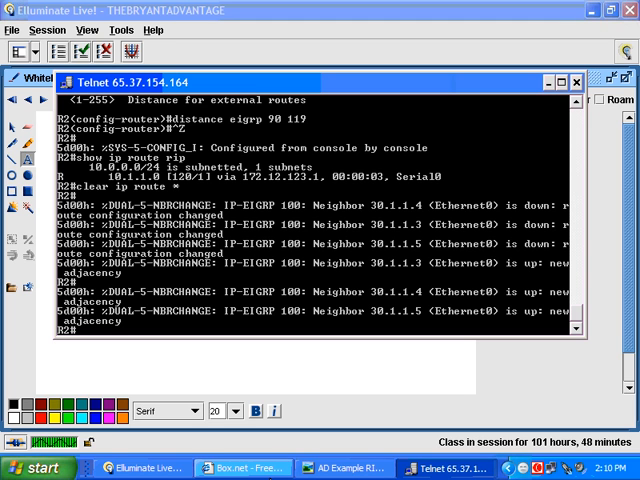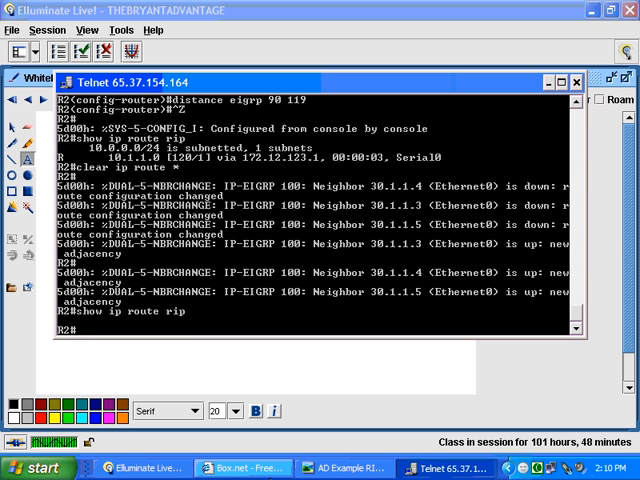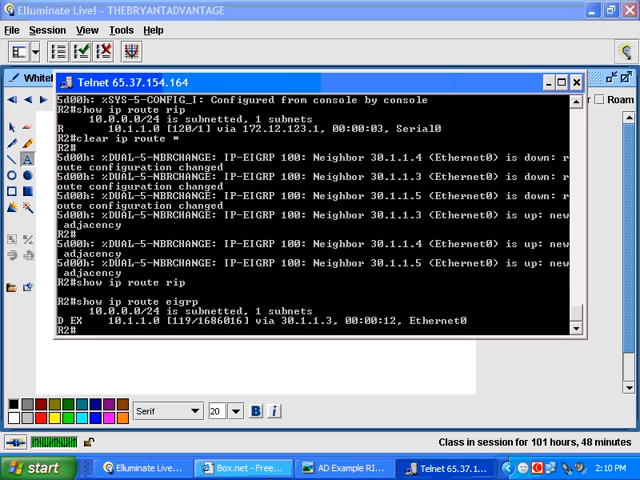And you'll notice that tore our adjacencies down on Ethernet, but it came right back up. We don't see the RIP route anymore. But we do see the external route now from EIGRP. And you see why those adjacencies went down? Look back up there. They didn't go down because we cleared the routing table, because we clear the routing table all day long and adjacencies don't go down.